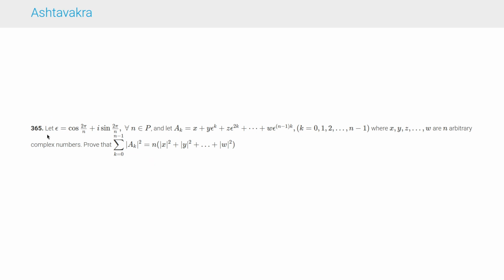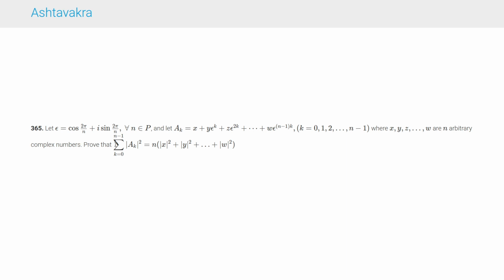Question 365 says that let epsilon is equal to cos 2 pi by n plus i sin 2 pi by n for all n belonging to the set of positive integers, and let ak is equal to x plus y into epsilon to the power k plus z into epsilon to the power 2k and so on up to w into epsilon to the power (n minus 1) into k, where k is equal to 0, 1, 2 up to n minus 1, where x, y, z and w are n arbitrary complex numbers.